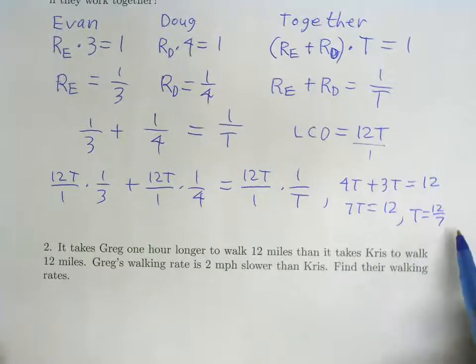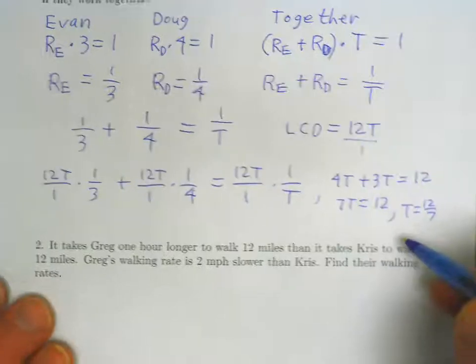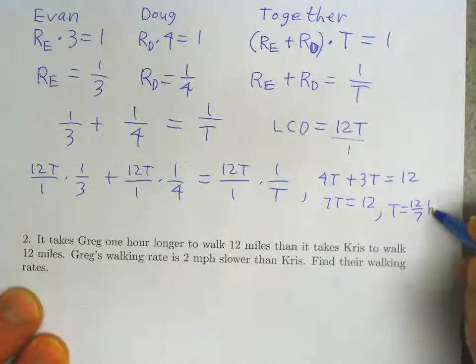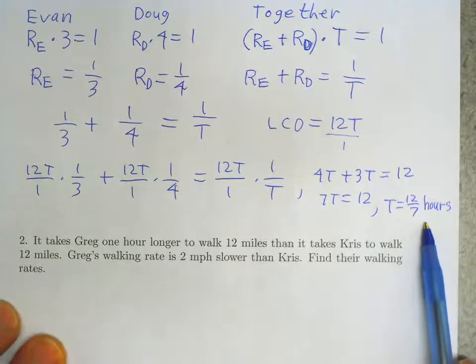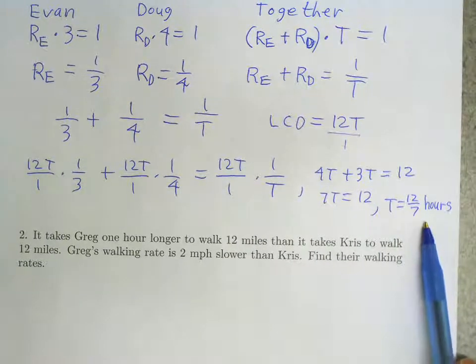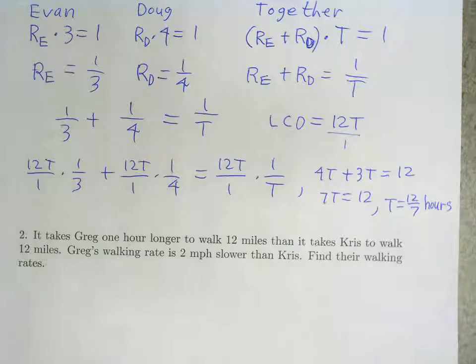So it's not quite 2 hours, but 1 hour and 5/7 of an hour. But this is an okay answer. And then probably should write the units. 12/7 hours is how long it takes Doug and Evan to clean the stalls when they work together.